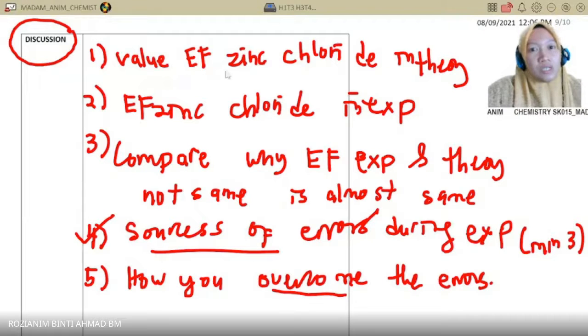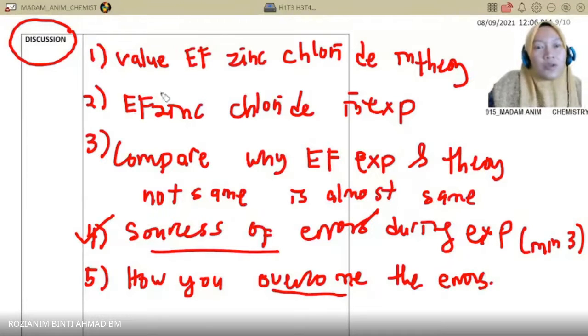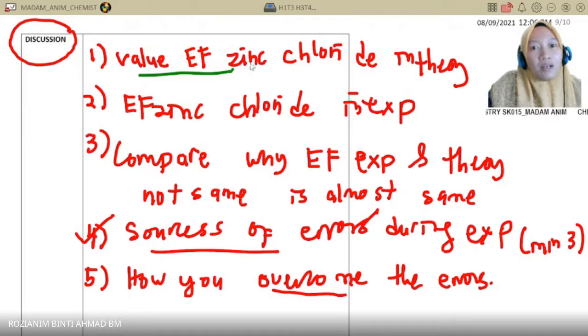Saya nak you ceritakan value zinc chloride in theory. So, macam mana you akan buat ayat discussion? Okay, so you akan buat ayat full sentence lah. Ayat dia adalah, the empirical formula of zinc chloride compound in theoretical is apa? Dapat 1 markah. Jangan salin ayat pen merah saya ni. Ini adalah guideline how you prepare the discussion.